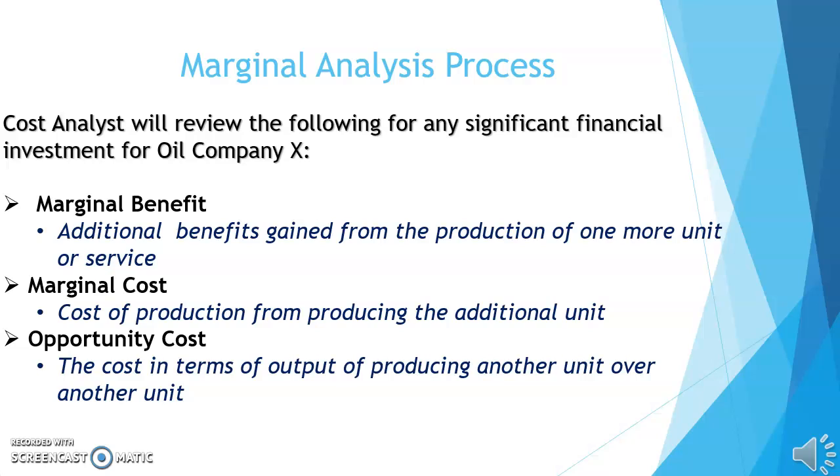Lastly, we will be looking at opportunity cost. This is the cost in terms of output of producing another unit over another unit. What this means is, are we missing out on anything else by producing this additional unit, and in producing that unit over the other unit, are we at a positive or are we at a negative? So when we talk about marginal analysis, those are the three components that we look at. Now we will look at it more in terms of this specific project.